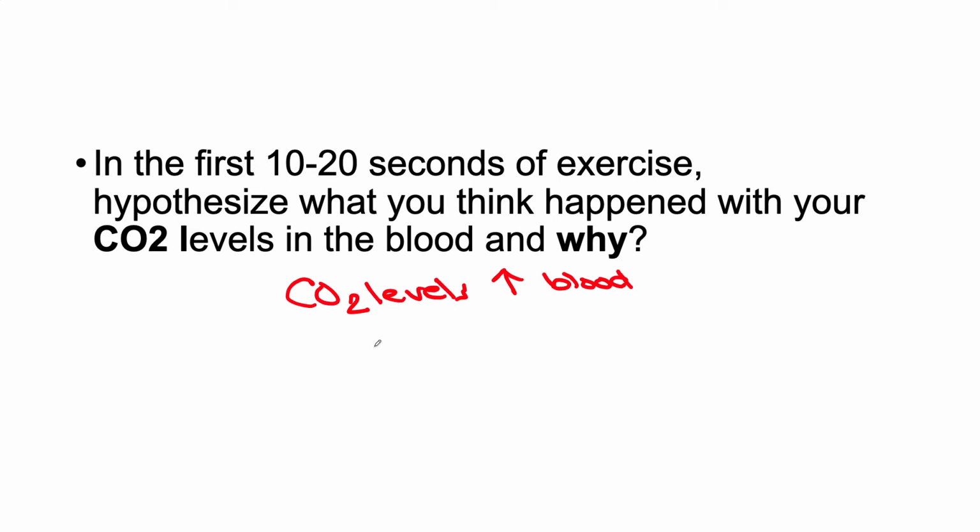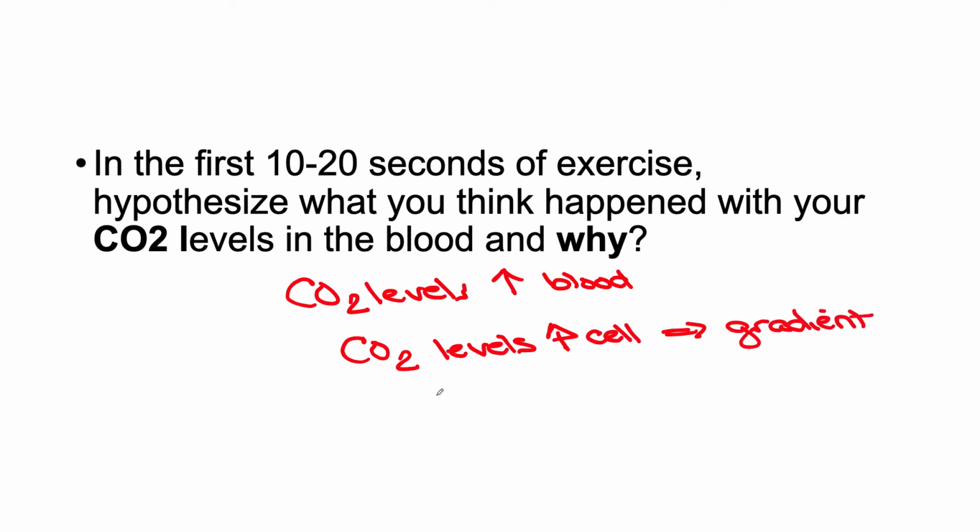because you're creating ATP. As CO2 levels in the cell increase in the cell, it creates a gradient. CO2 will diffuse out of the cell and into the blood, raising the CO2 levels in the blood.